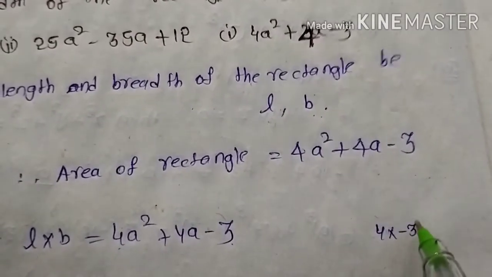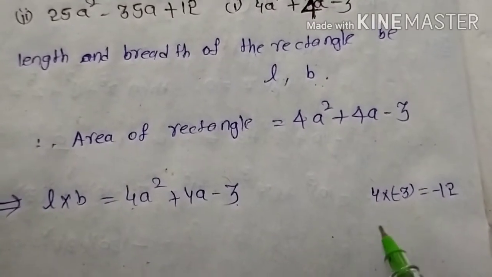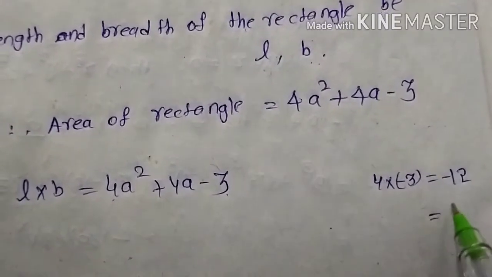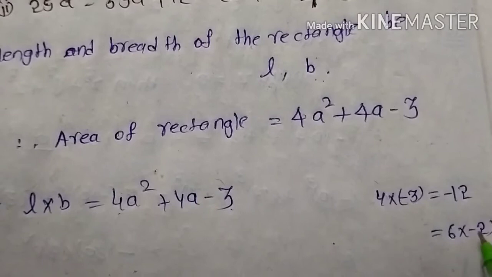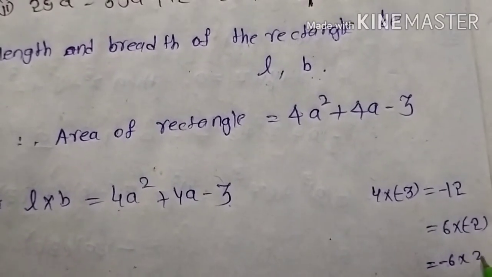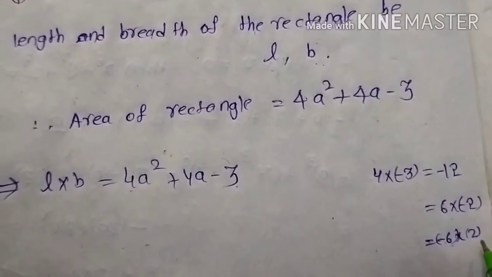4 into minus 3 you will get minus 12. Yes or no? Yes, minus 12. What are the factors of minus 12? How can you write? Here you know that minus 12 can be written as 6 into minus 2. Yes or no? Can I write here 6 into minus 2? Or you can write here minus 6 into 2 also. Yes or no? You can write here 6 into minus 12 or minus 6 into 12.